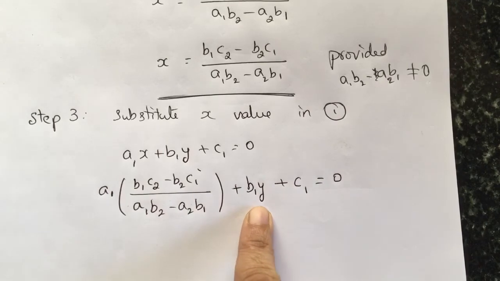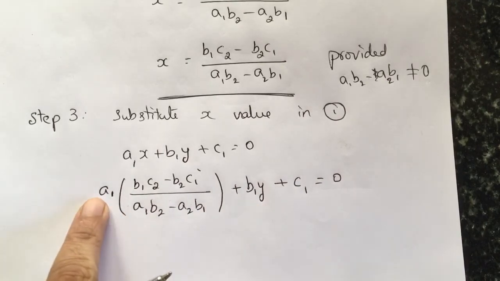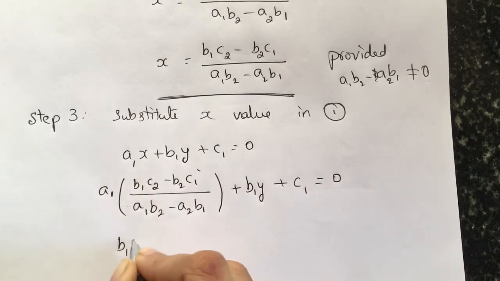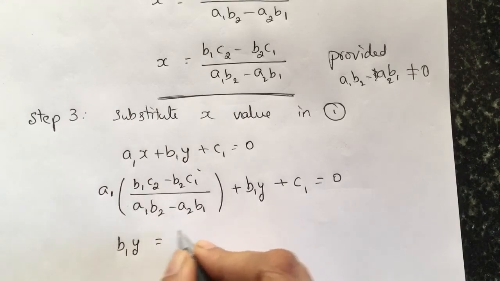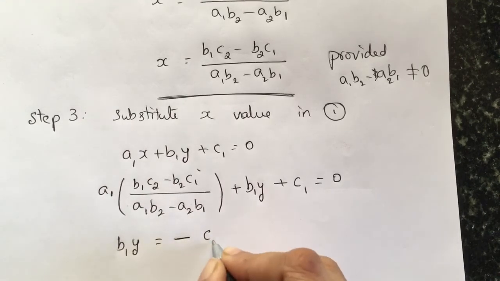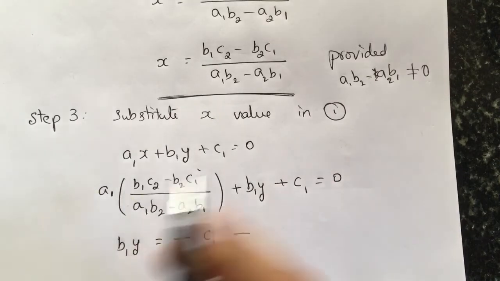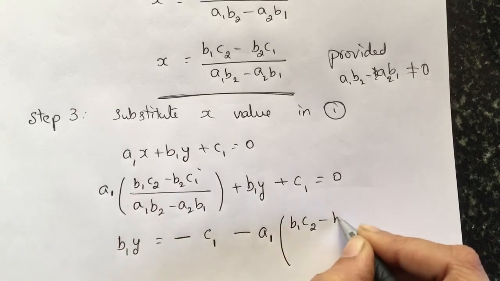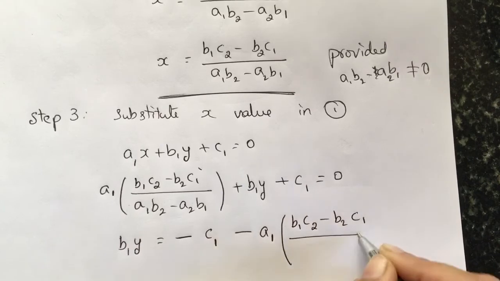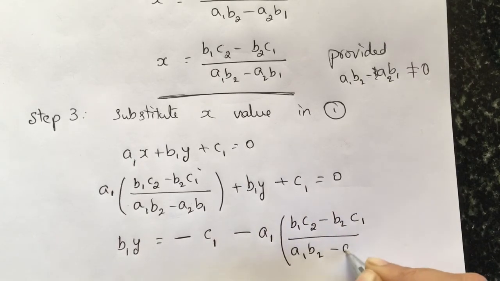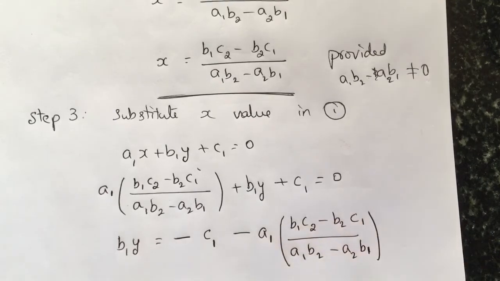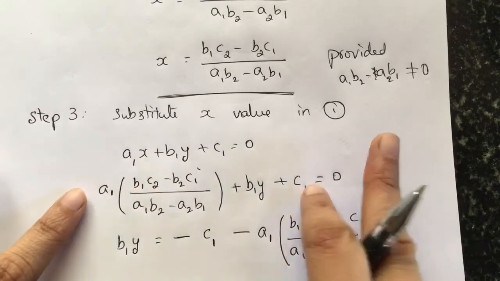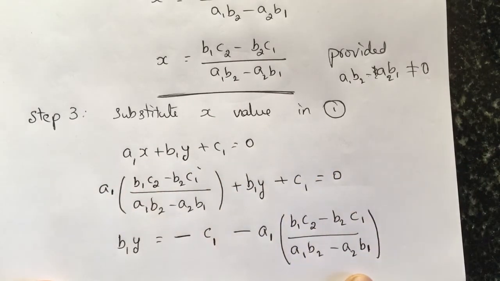I want to have the value of y, right? So I'll just take it this side. So b1y equal to minus c1 minus a1 into b1 c2 minus b2 c1 divided by a1 b2 minus a2 b1. Is it okay? I'm taking this term to the right hand side and this term to the right hand side, so that everything will be negative.